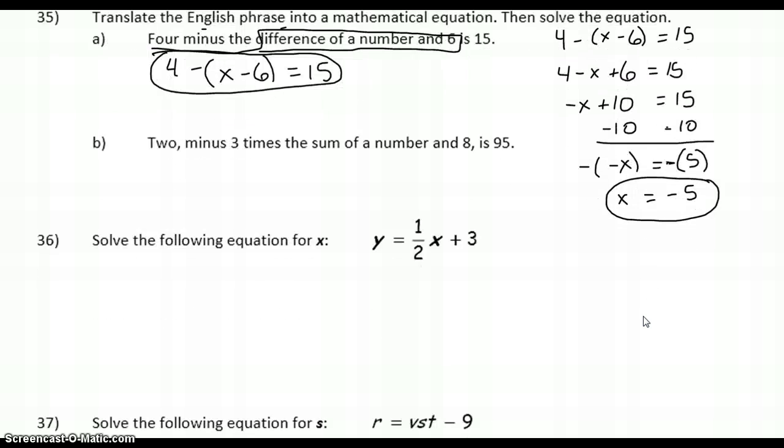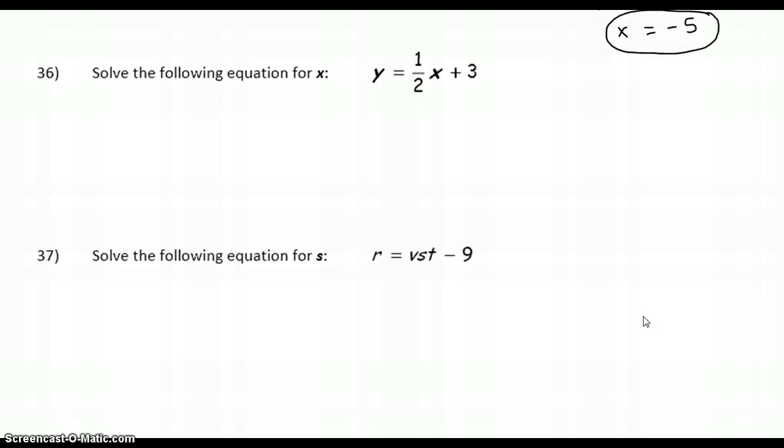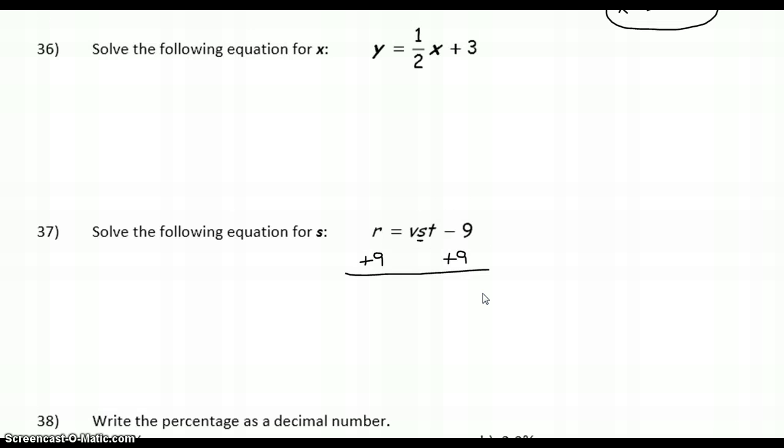Okay. Alright, I'm going to finish up this part 2 video with 36 and 37 right here, solving an equation for a variable. Okay. And I think I will do 37 first, then go back to 36. This equation I want to solve for s. My s is right here. I only have one s. So first thing I need to do is get rid of this 9. Add it to the other side. Okay. Now, I don't know what r plus 9 is, so I just write r plus 9. R plus 9 is r plus 9.